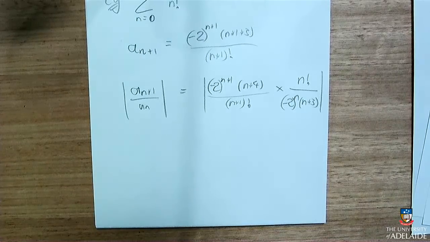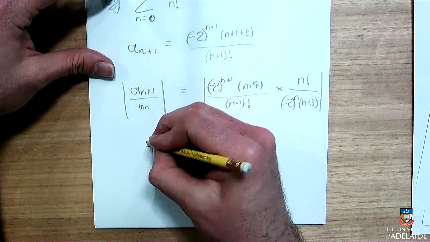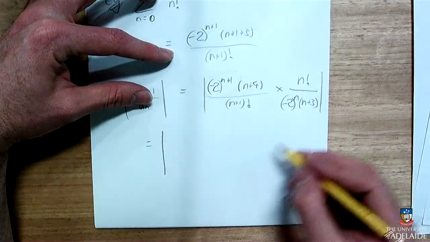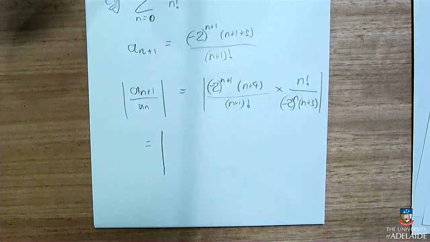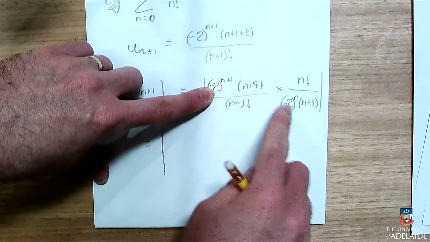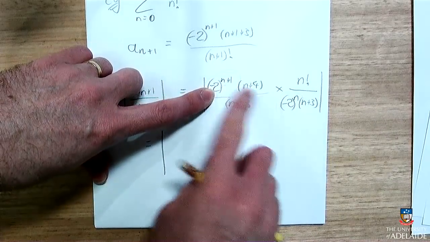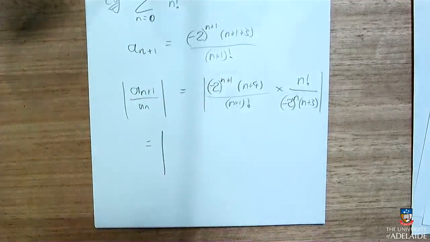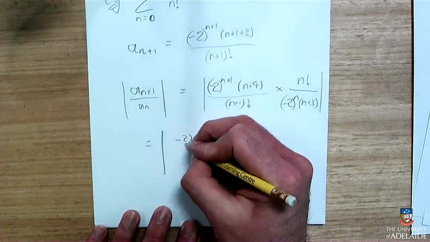We're going to have to deal with 3 different kinds of things here. We have powers, we have factorials, and we have polynomials. So I'll deal with each of them separately. So -2 to the power of n plus 1 divided by -2 to the n. When you divide powers, you subtract the powers. Divide exponents, you subtract the powers. And so I'll have the n plus 1 minus the n, which will leave me with just a -2.